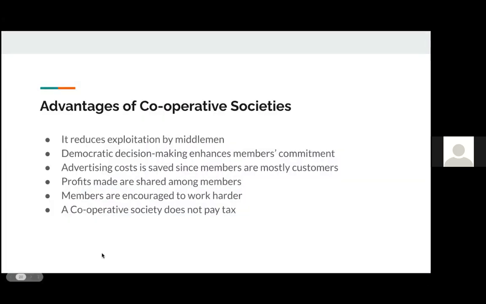What are the advantages of cooperative societies? It would reduce exploitation by middlemen because if you're a buyer, it's the buyers that own it. If you're a seller, it's the sellers that own it. There's democratic decision-making, which will enhance the members' commitment to the group. You don't need to advertise because, like I said, your customers are your members. Profits that are made are shared amongst the members in the group. Finally, a cooperative society does not pay tax.